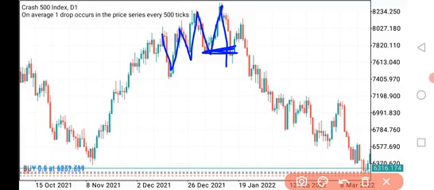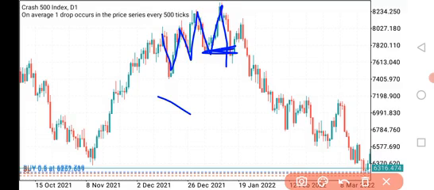Some people call it change of character, that's CHOCH. Some people call it BMS, break of market structure. Some people call it BOS, break of structure. So whichever one you decide to call it is your own thing.